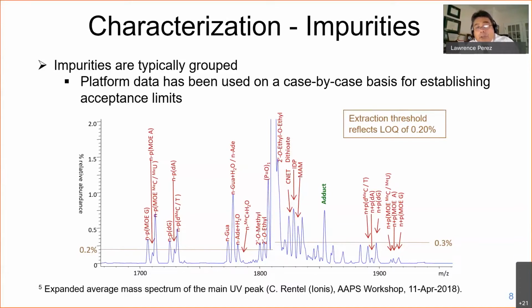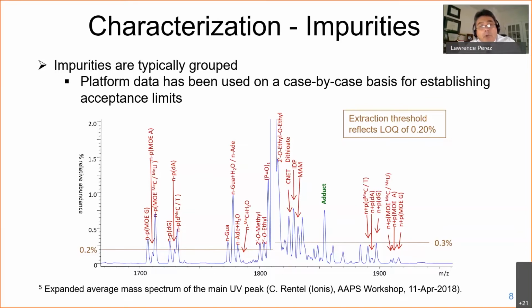And this brings up an interesting point in using platform data to show that this impurity profile is the same for different oligos of the same class, as long as the same manufacturing process is being used. And how to use this platform data. What we're currently having discussions about amongst ourselves and with various manufacturers is that this platform data is an excellent way to get an early estimate of the acceptance limits for this impurity profile.